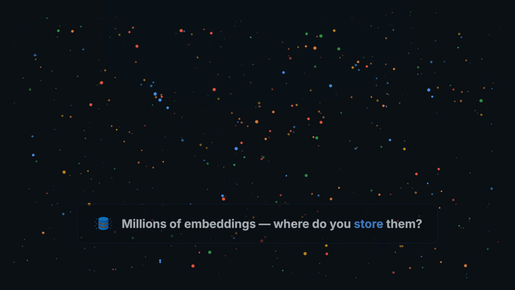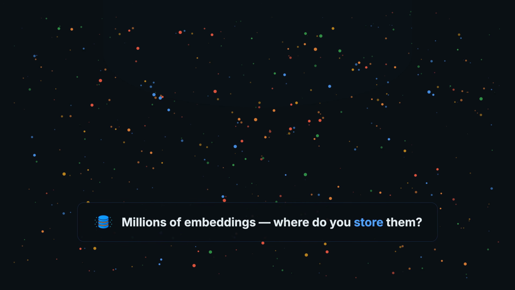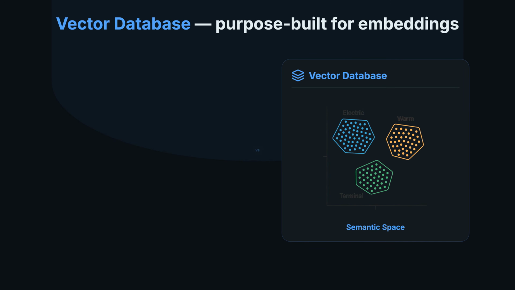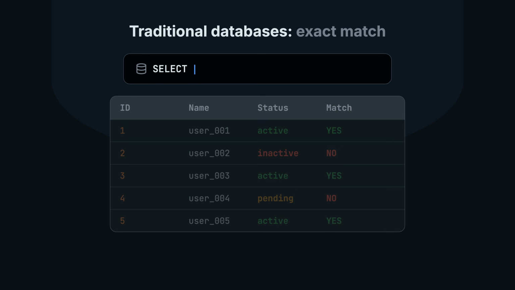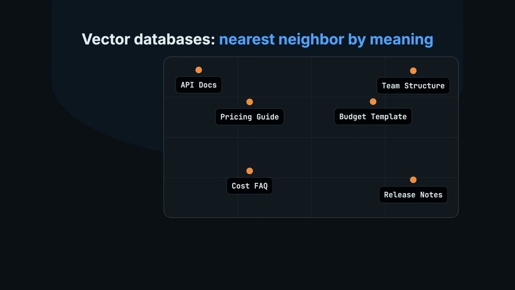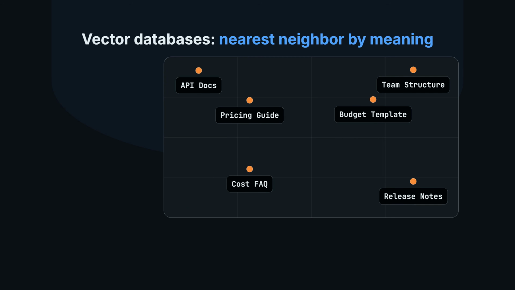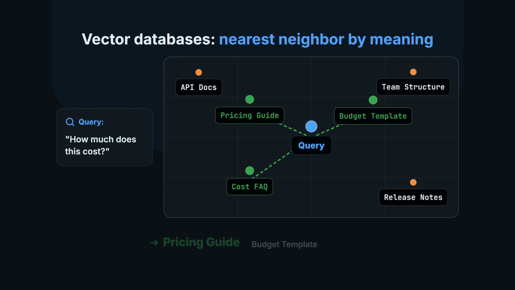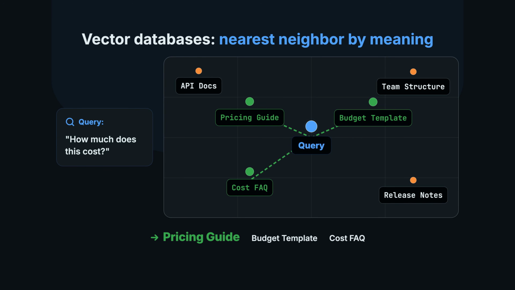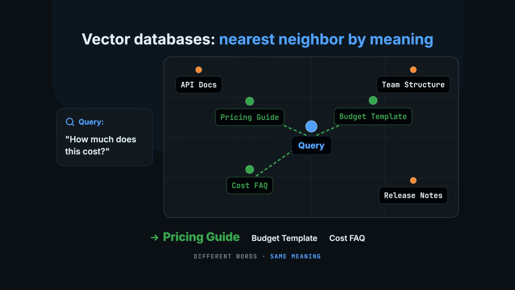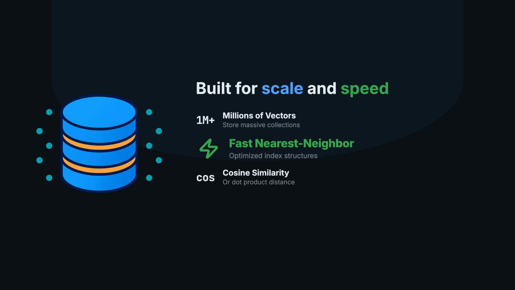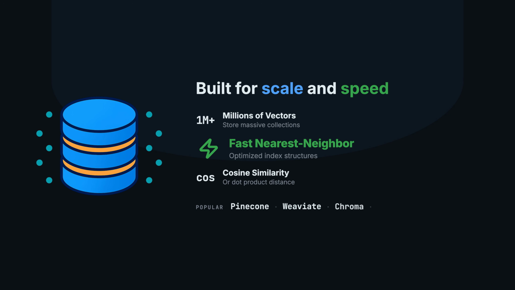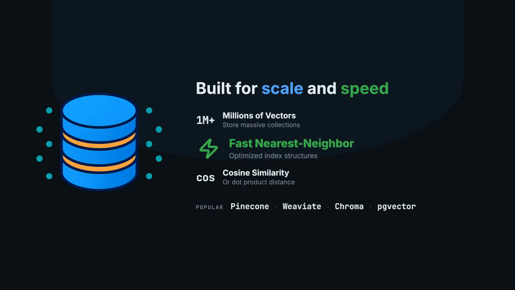Once you have millions of embeddings, you need somewhere to store and search them. That's the next piece, a vector database. Purpose-built for storing and searching embeddings. Traditional databases, exact match, where status equals active. Vector databases, nearest neighbor by meaning. How much does this cost? Finds documents about pricing, budgets, cost breakdowns. Different words, same meaning. These store millions of vectors and find the nearest ones fast. Pinecone, Weaviate, Chroma, pgvector, all tools in this space.